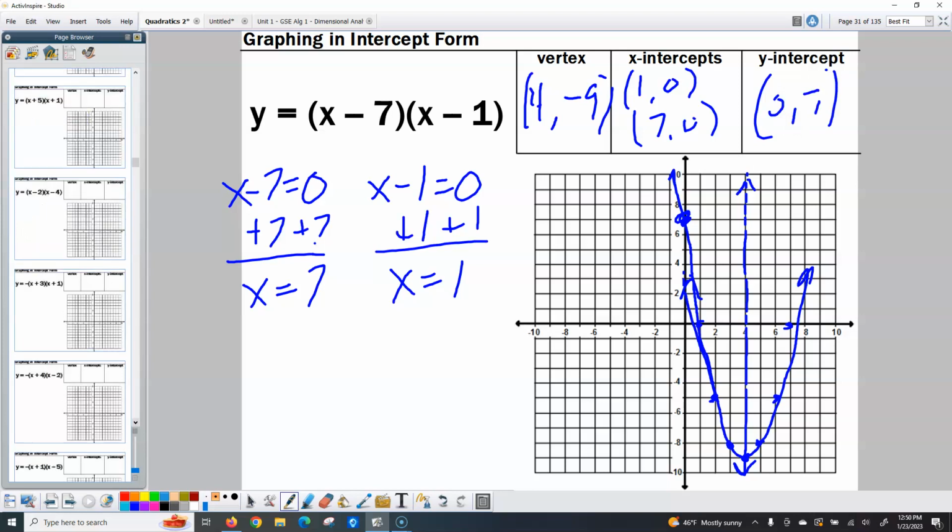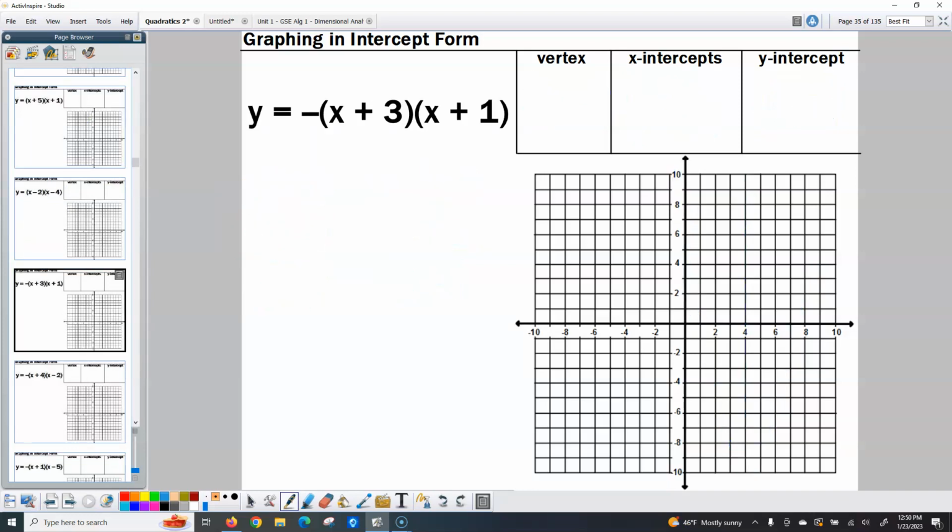Find one that's got a negative on it right here. So I've got a negative out front. That's not going to change anything as far as the way I'm going to go about solving it, but it is going to change the way that it looks. The negative out front is going to flip my graph over. So instead of having like a bottom of the cup style, I'm going to have a top of the mountain.